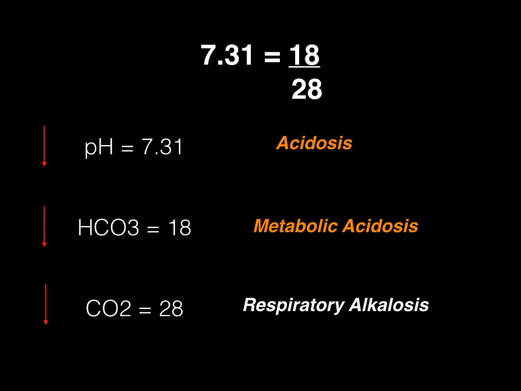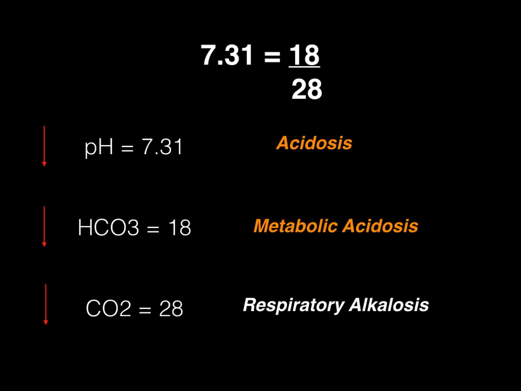But this means that the compensation is the other change in variables. So because our primary deficit is a metabolic acidosis, our compensation is a respiratory alkalosis. And that makes sense. I mean, think about it, guys. The pH is dropping. It's an acidosis, and it's caused by a metabolic acidosis. Your body is going to try to compensate for that metabolic acidosis, and it's going to try to raise your pH. And it's going to do that by using carbon dioxide.